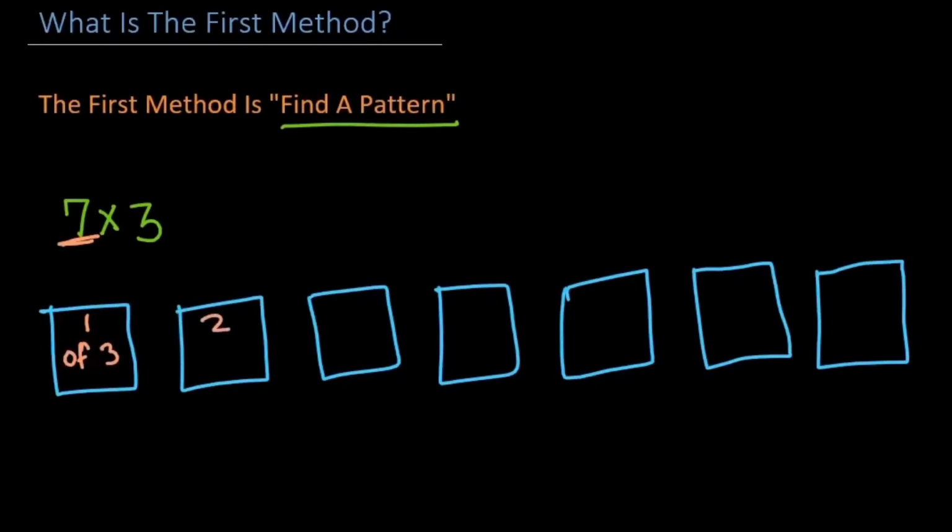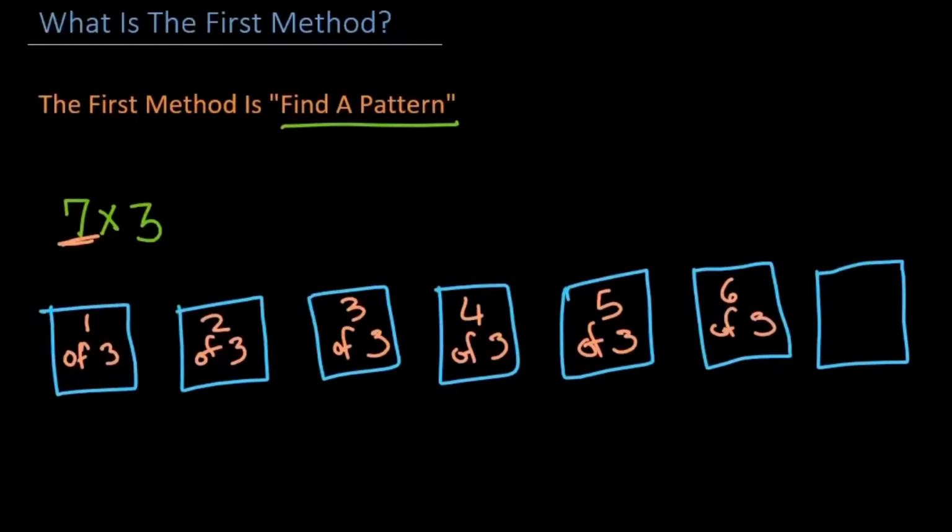And then we have 2 of 3, and then 3 of 3, and then 4 of 3, 5 of 3, 6 of 3, and finally 7 of 3. So we have 7 groups of 3 drawn out.